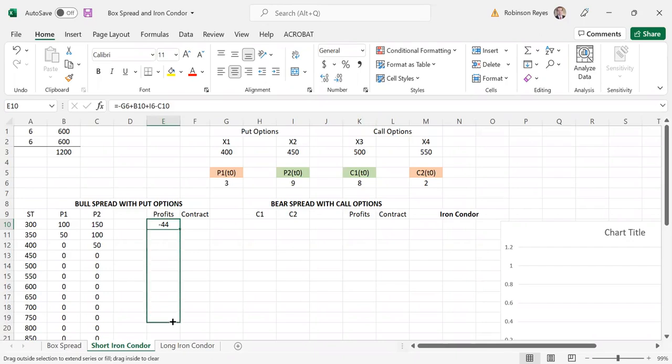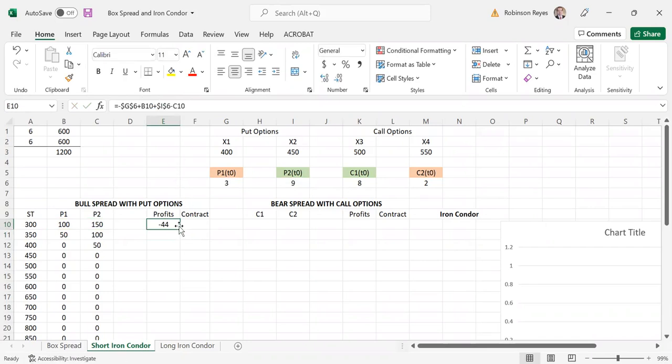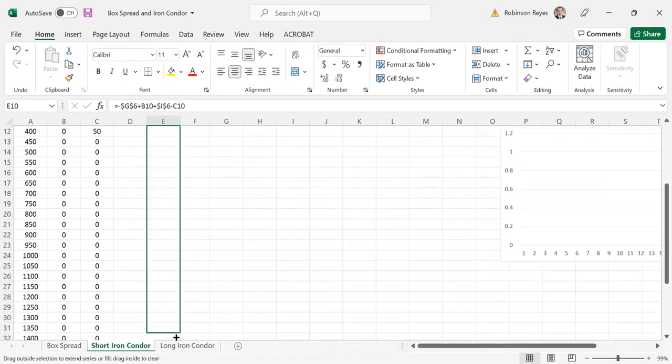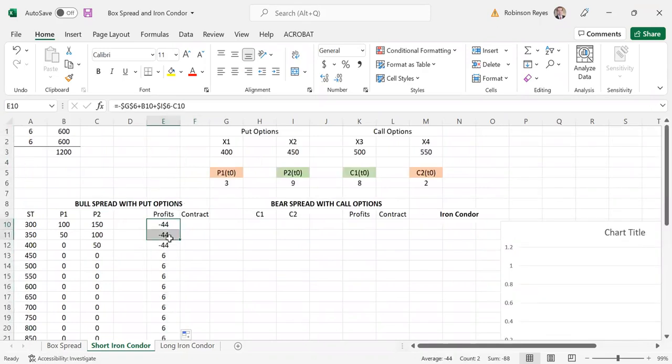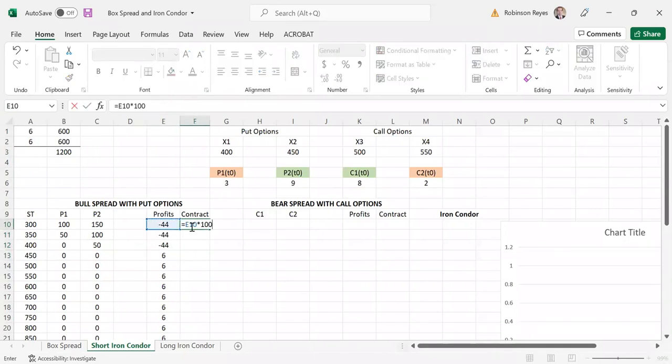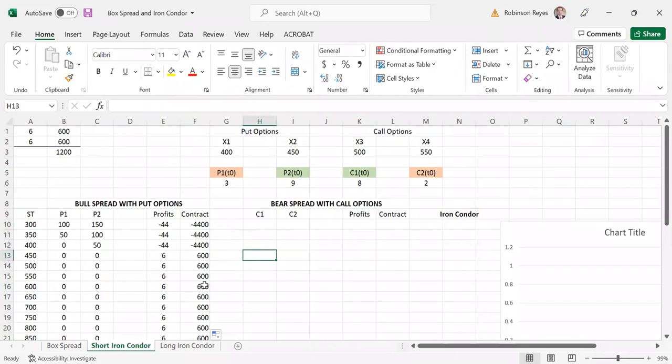Before I scroll it down, we need to lock the prices. So we need to lock the cells G6 and the cell I6 where we have the premiums, and then we can scroll this down. And there we go. So we see that we have these losses and then we have a maximum gain, and then of course we multiply this by 100. So we have the losses and gains of a contract. We see, by the way, that the losses are greater than the maximum gains, but that's okay. That's a bull spread with put options.